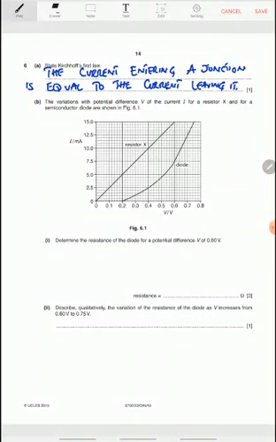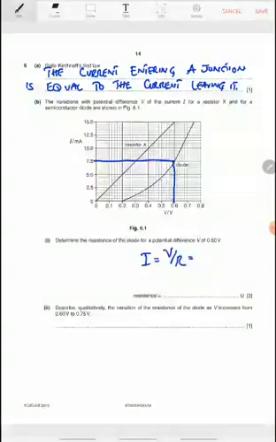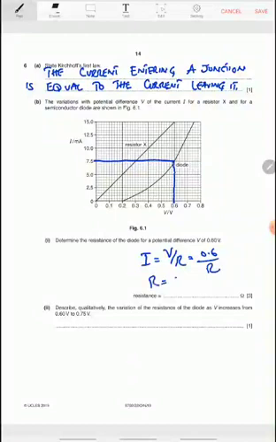Now, if we look at the second question, it says that the variation with potential difference V of the current I for a resistor X and for a semiconductor diode are shown in the figure. Determine the resistance of the diode for the potential difference V of 0.6 volts. For 0.6 volts, the current is 7.5 milliamps. So I can write I equals V over R. It says 0.6 over R, and R comes out as 0.6 over 7.5 times 10 to the minus 3. It gives you 80 ohms.